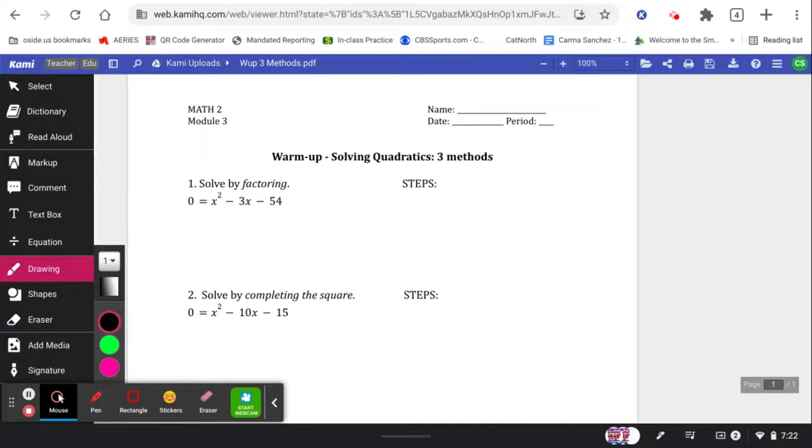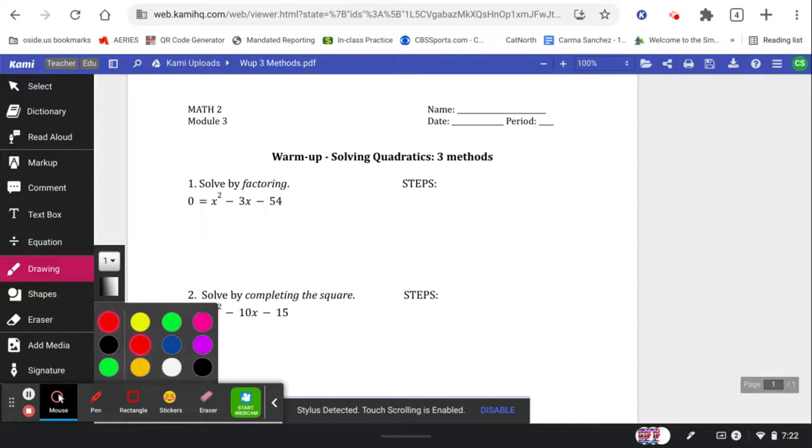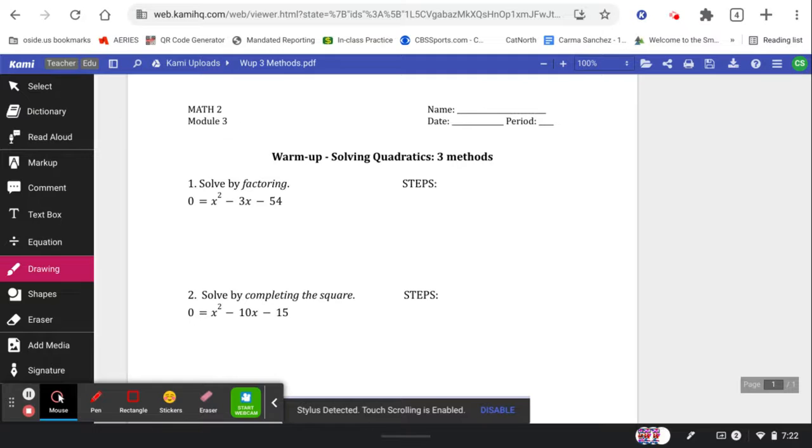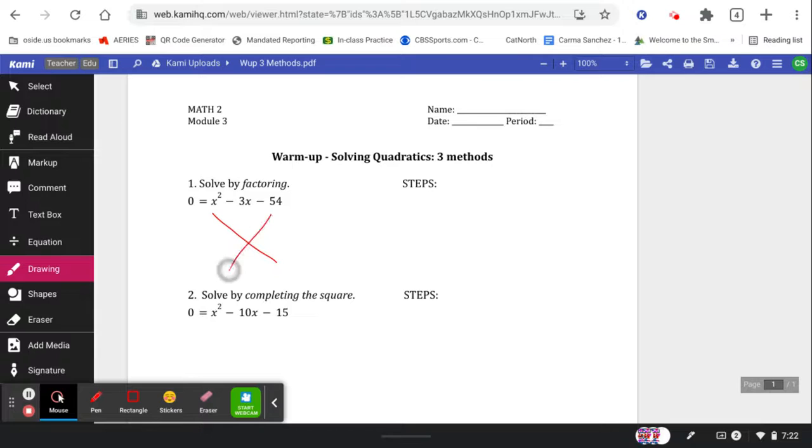All right, this is getting us prepared for being able to do our quiz on all three methods. So let's look and see if we feel efficient, and if you could write the steps out in your own words, it could be helpful. So step one, number one says to solve by factoring. So let's go see what times what equals 54, and then adds or subtracts to give us 3.